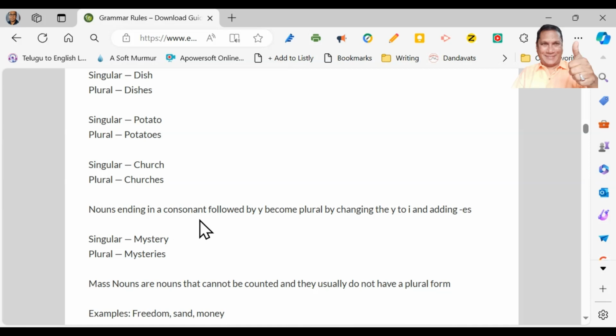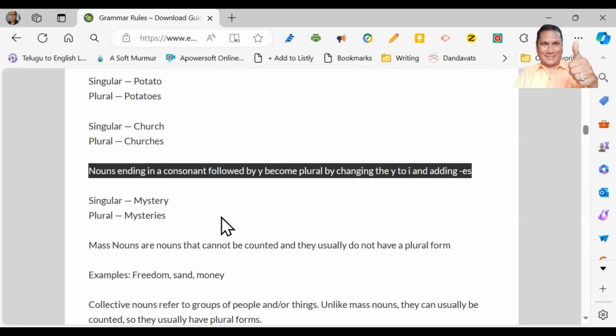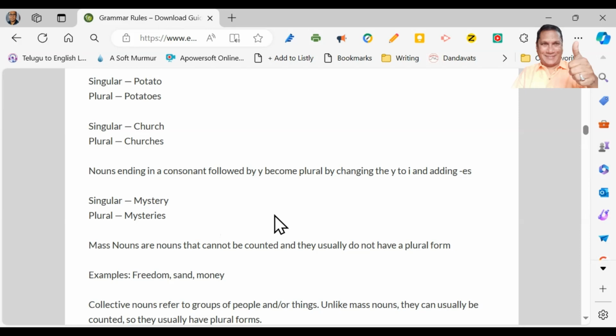Nouns ending in a consonant followed by y become plural by changing the y into i and adding es. It is also another wonderful rule. You also please note it down. If the noun word ends with y, just before y we have a consonant. You know what are vowels and what are consonants, don't you? A, E, I, O, U are vowels. All other letters of the English alphabet are consonants.